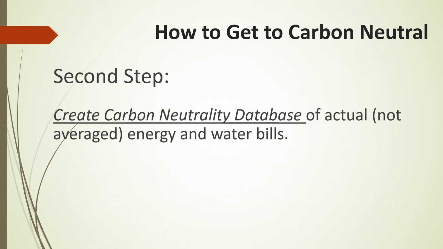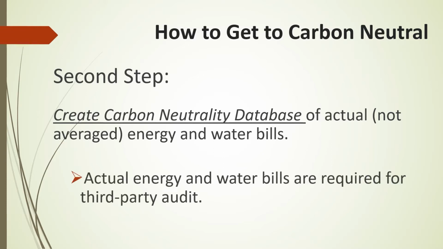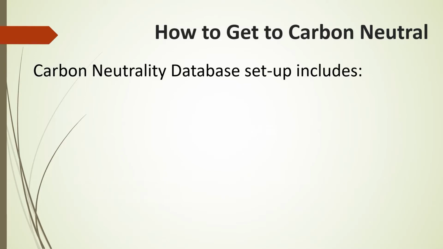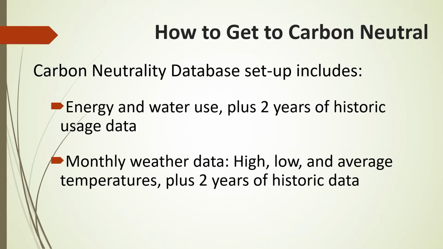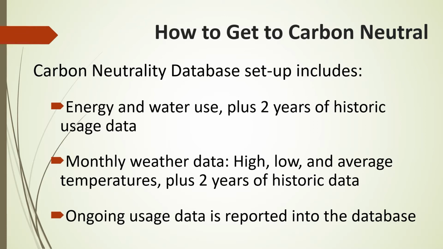So your second step is to create the carbon neutrality database of actual, not averaged, energy and water bills. We need to know the actual usage, and it's required. This actual usage data is required for the third-party audit. So the database setup includes energy and water use plus 2 years of historic usage data, so we're talking about 3 years, and then monthly weather data, high, low, and average temperatures, plus 2 years of historic data as well. Then we report ongoing usage data into the database.